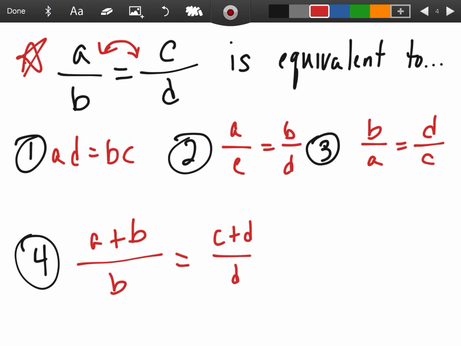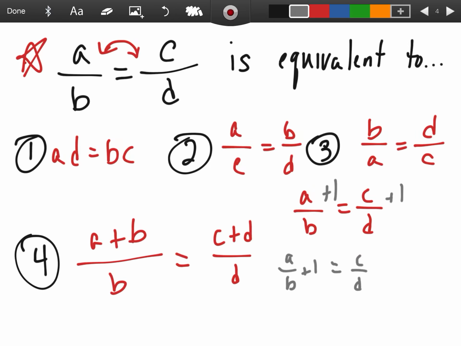Why is this okay? Well, let's imagine we're starting here from A over B equals C over D. This is where we started. What I'm going to do is add 1 to each side. By the addition property of equality, they're still equal to each other. So now I'm at A over B plus 1 equals C over D plus 1.